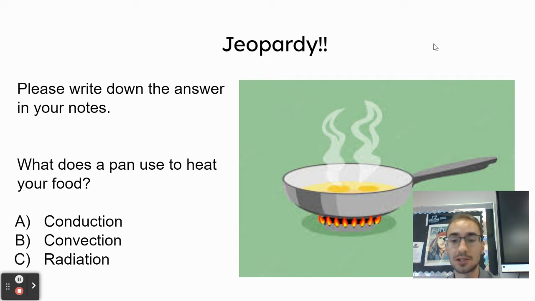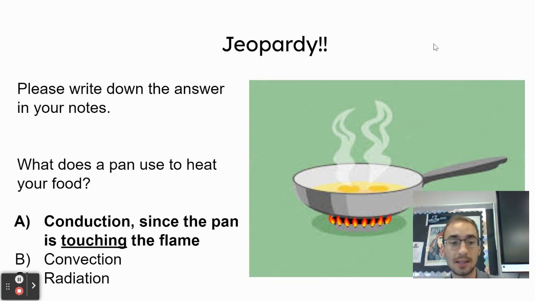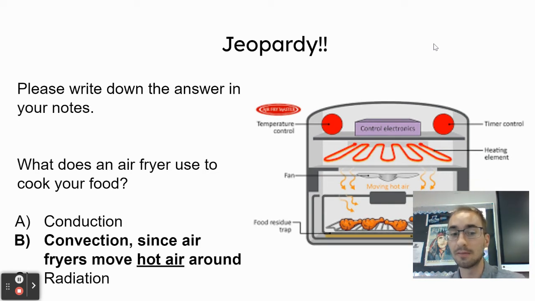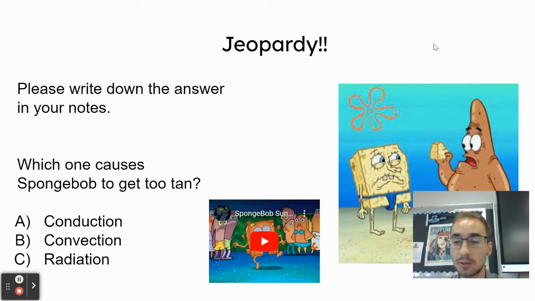What does a pan use? A pan that's touching the flame in the eggs, that would be conduction, since the pan is touching the flame. What about an air fryer? What does an air fryer use? Convection, since the fryer moves around hot air.